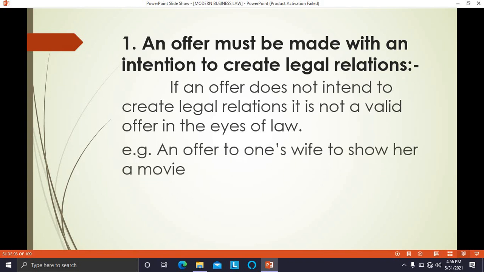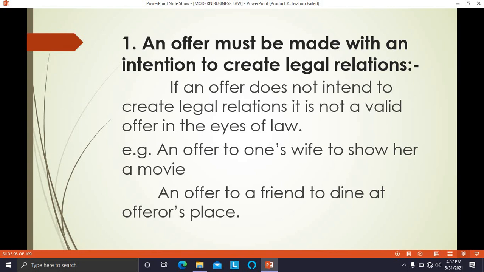What is an example of that? When an offer is given by a husband to his wife to show her a movie or to purchase a gift for his wife, such an offer is no offer because there is no intention to create legal relations. Another example is an offer to a friend to dine at the offerer's place. So we have already discussed these two points.